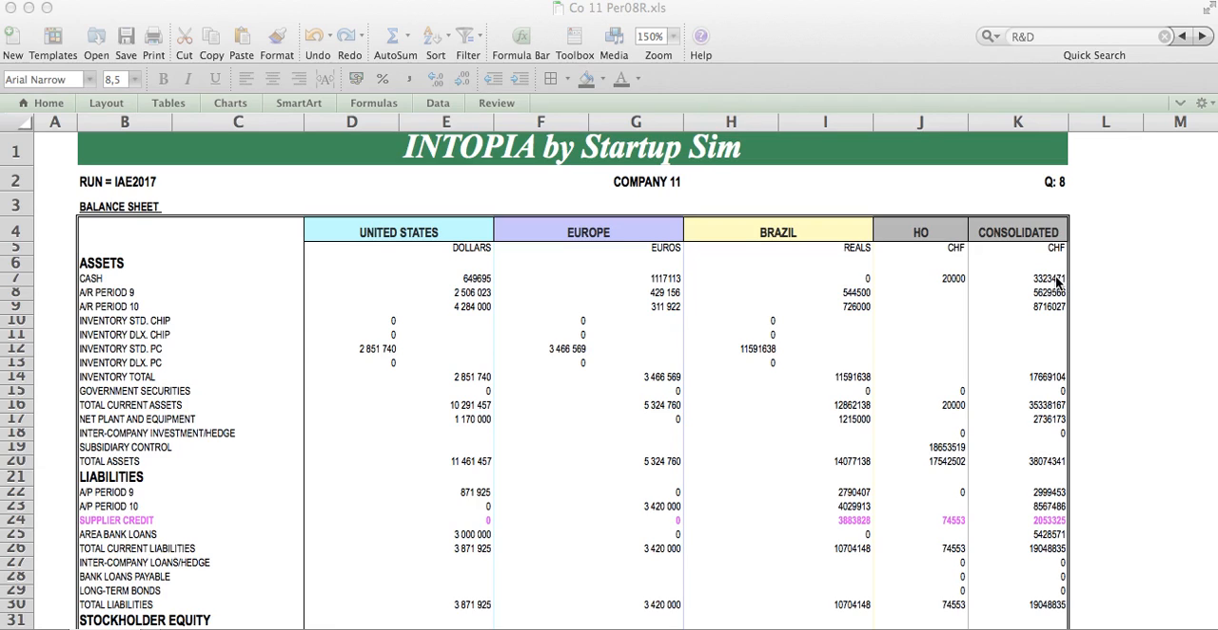So this is not a real amount of cash, actually. It is the value of all the cash in all currencies in all areas owned by this company. The same goes for account receivable, for inventory, for current assets, for everything. And then we come to the total assets of this company.